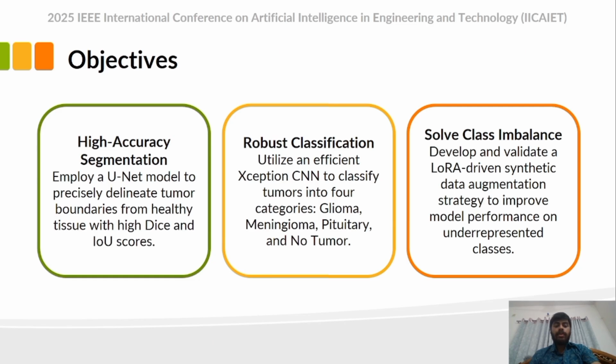This brings us to our three main goals for this project. First, we wanted to accurately find the outline of tumors using a model called UNet. Second, we aim to correctly classify the tumors into four different types using a model called Xception. And most importantly, our main goal was to solve the data imbalance problem by using LoRA to create new artificial data for the rare tumor types.